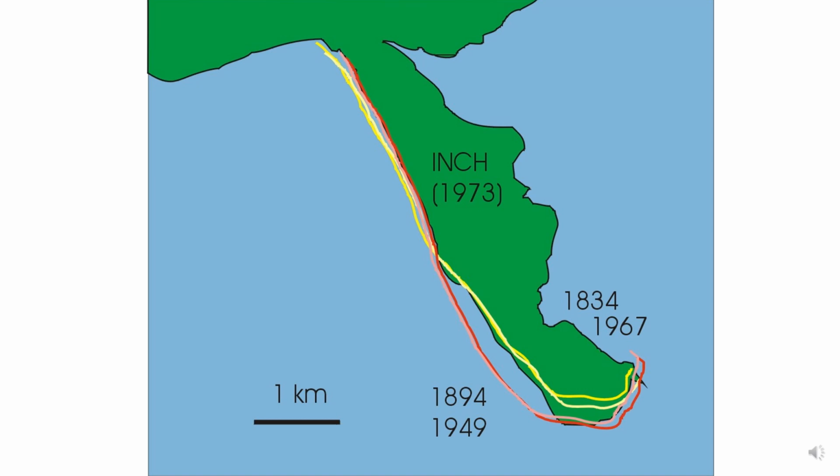You can see the green is, if you like, the most up-to-date in this particular study, 1973. We then looked at 1894 and 1949, and how the coastline has changed over time. This gives us a really long-term view of the coast and what storms may have impacted and changed its shape.